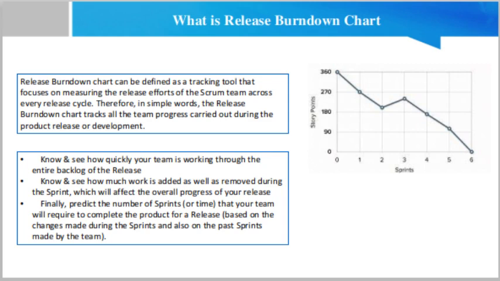The primary limitation of a release burndown chart is that it doesn't reveal everything that's taking place throughout the product life cycle. For instance, any change in the release burndown chart doesn't reveal the reason for the same. Such a limiting factor can prevent the overall transparency of the work.